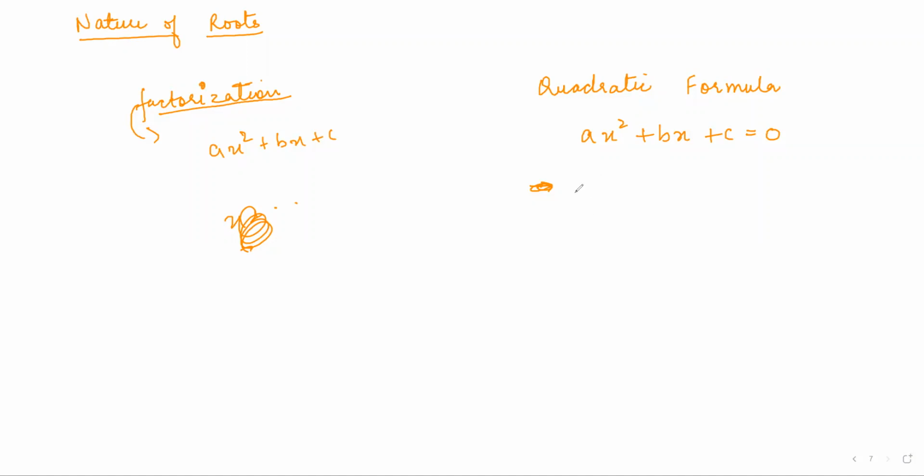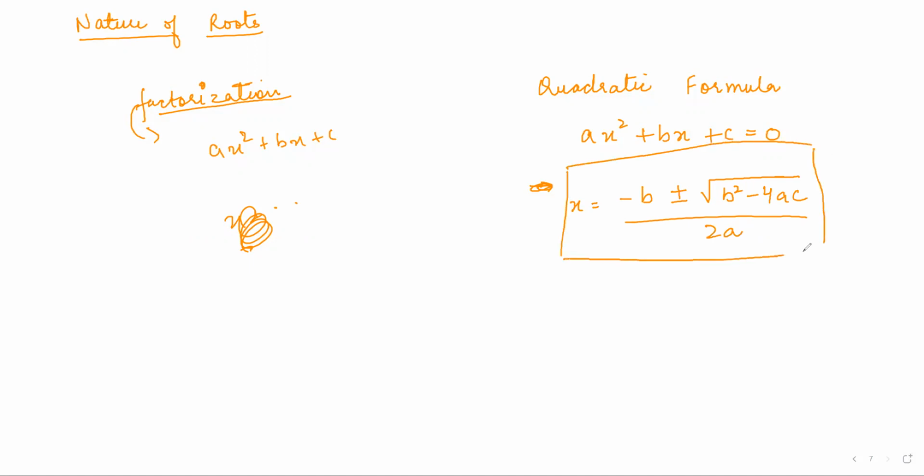Now, the quadratic formula you can directly find. So x is equal to minus b plus minus under root b square minus 4ac, divided by 2a. That is the formula which you have to keep in your mind. That will also help you to determine the nature of roots. I'll tell you how. So you don't have to remember nature of roots separately. Please note down this formula.